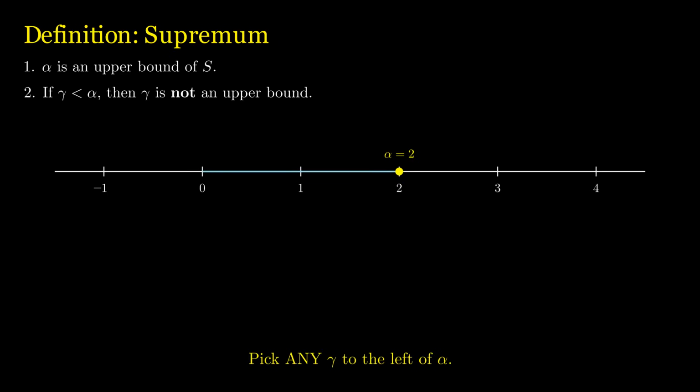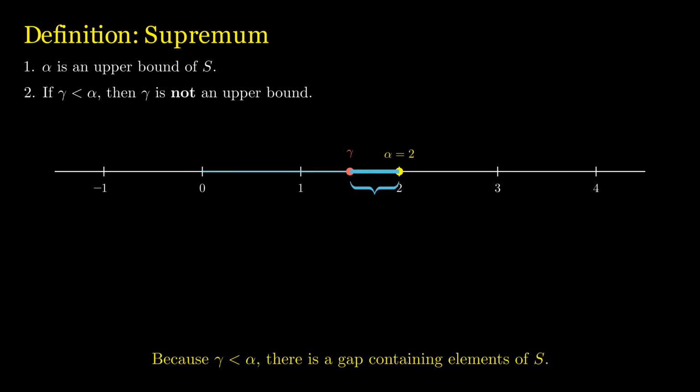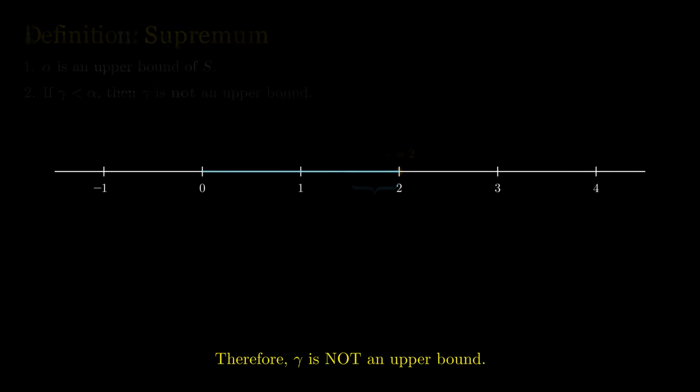Pick any number gamma that is smaller than alpha. Because it is smaller, a physical gap opens up between them. This is the crucial part. That gap must contain points from our set S. Because there are points to the right of gamma, gamma fails to be an upper bound. This proves alpha was truly the least.